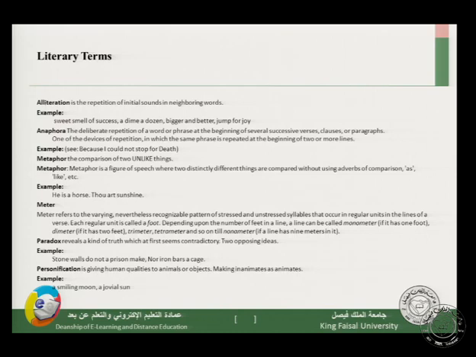Next is anaphora. Anaphora is the repetition of a word or a phrase, or even a sentence, at the beginning of several successive verses, at the beginning of lines of poetry. We have a good example in "Because I could not stop for Death," when Emily Dickinson says, "We passed the fields, we passed the..." That is the clearest example.